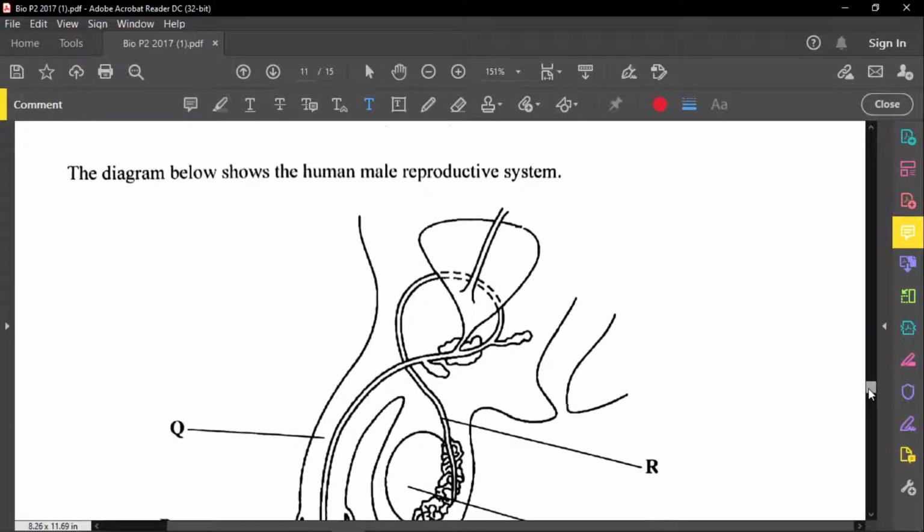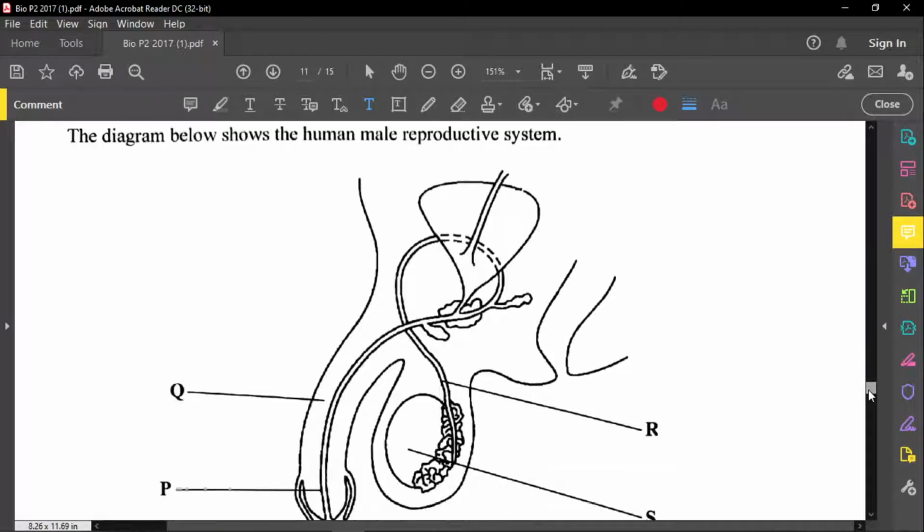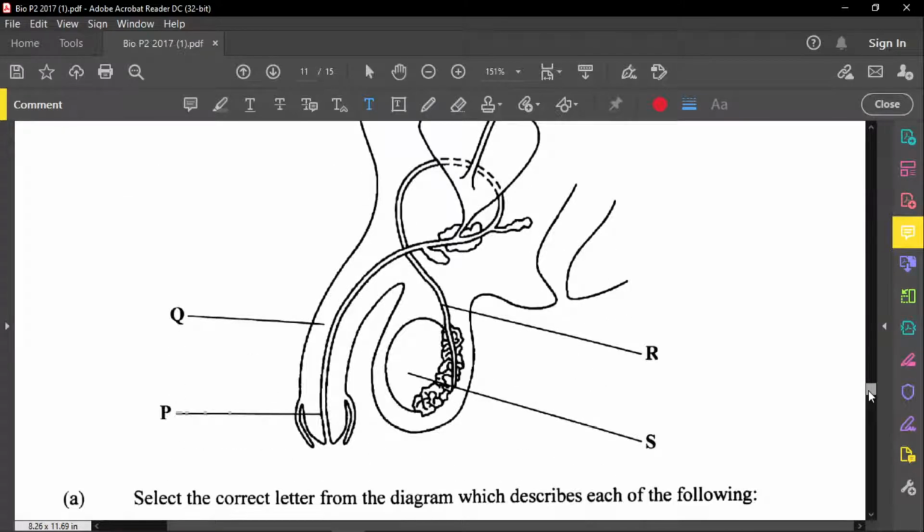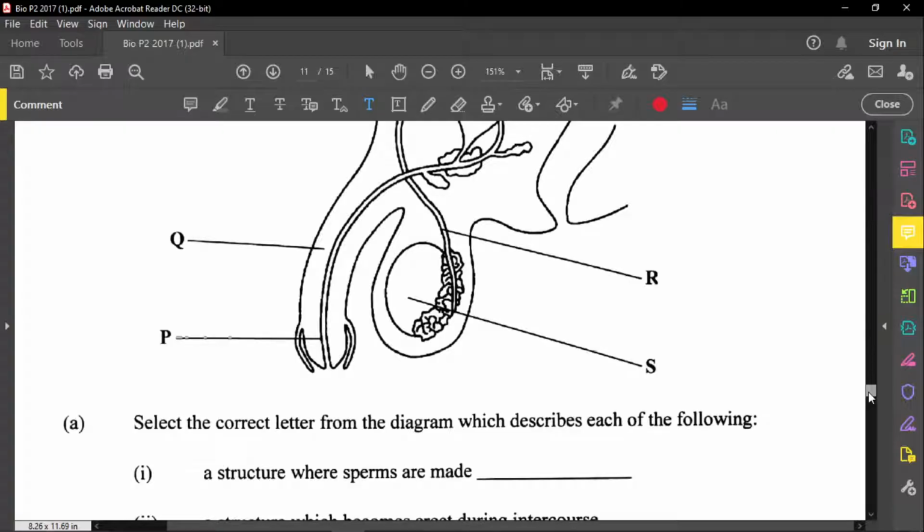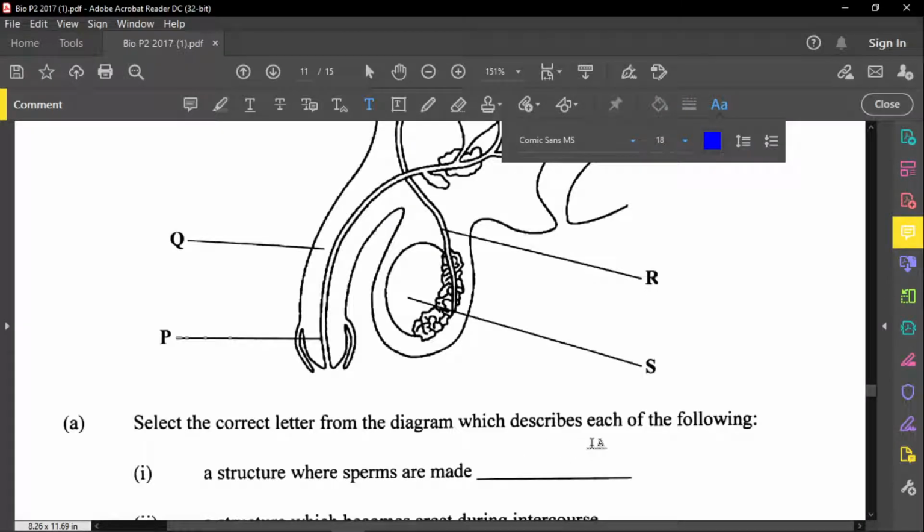This question says the diagram below shows the human male reproductive system. We have some different structures here. They said select the correct letter from the diagram which describes each of the following. It is asking for a structure where sperms are made, and sperms are made in the testes. The testis is shown here, which is S. Testis is singular, testes is plural. Just remember that as well.